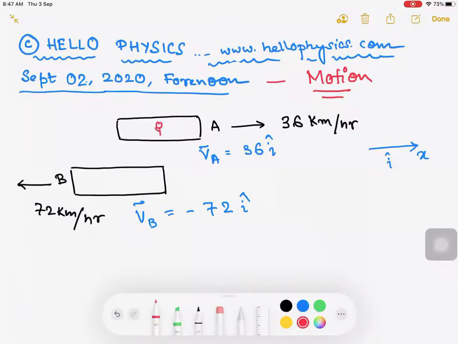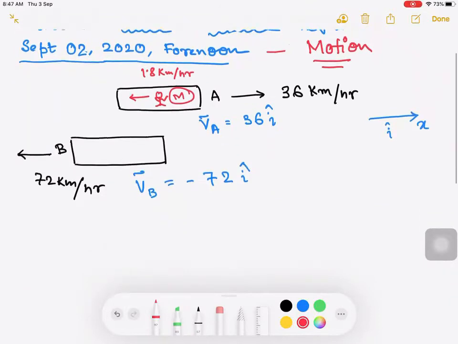The interesting thing comes next. There is a man inside train A who is moving opposite to the motion of train A, and the velocity is given as 1.8 kilometer per hour. The trick in this problem is to understand that this velocity of the man, let me denote the man as m, is with respect to the train. So I can write the velocity of the man with respect to A is equal to minus 1.8 i cap. This is the most critical step. Once you understand this, after that the problem becomes easy.